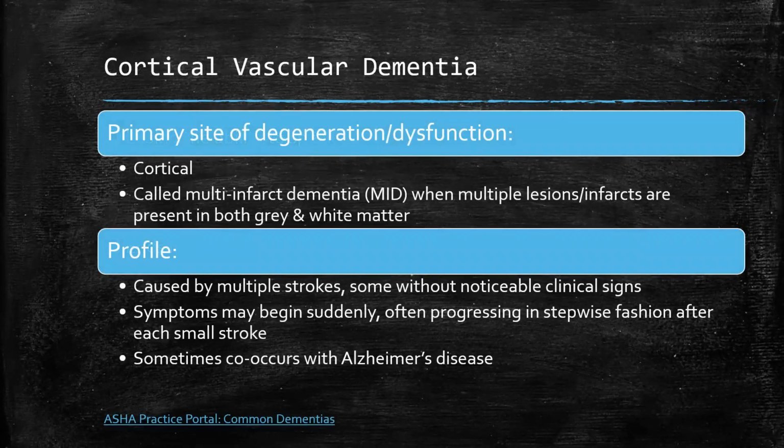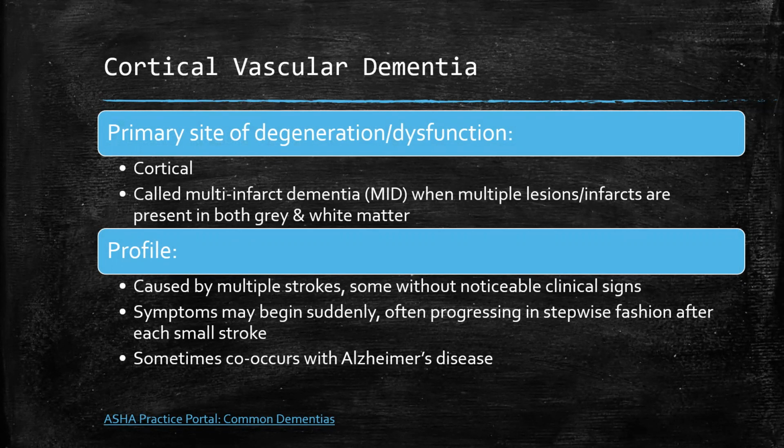All right, moving on to vascular dementia. So vascular dementia can be cortical or subcortical. So we will start with cortical vascular dementia. This is also called multi-infarct dementia. You may see it abbreviated as MID. And this is when multiple lesions or infarcts are present in both gray and white matter in the brain.